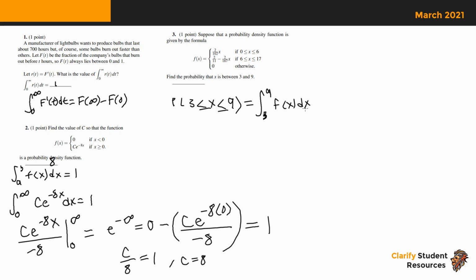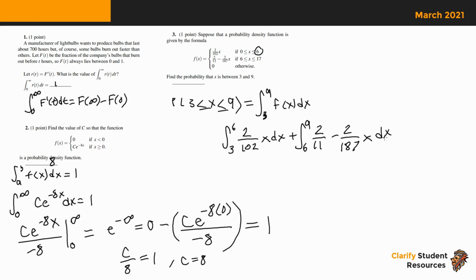But we'll see that it's actually going to be a piecewise function. So we're going to have to separate it into multiple different integrals. We're going to integrate from 3 to 6 because that's where the piecewise splits, and that's going to be 1 over 2 x dx. And then we're going to add this with from 6 to the next number, which is going to be 9, and that's going to complete our range from 3 to 9, and that's going to be 2 over 11 minus 2 over 187 x, and this is going to be dx as well.